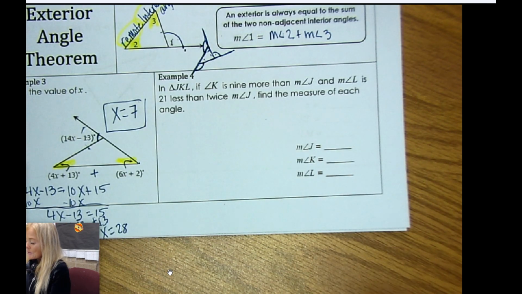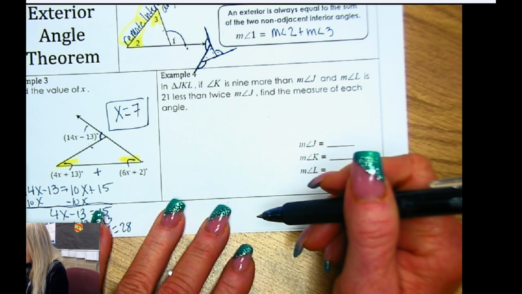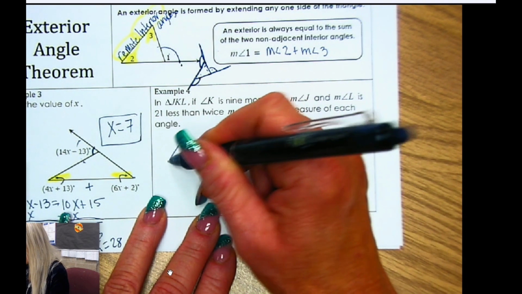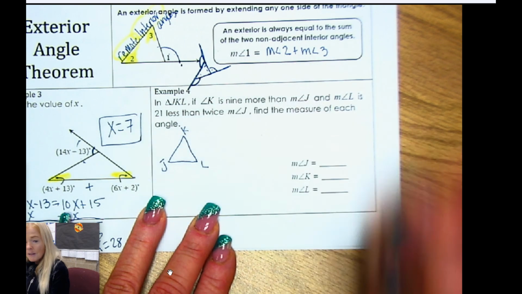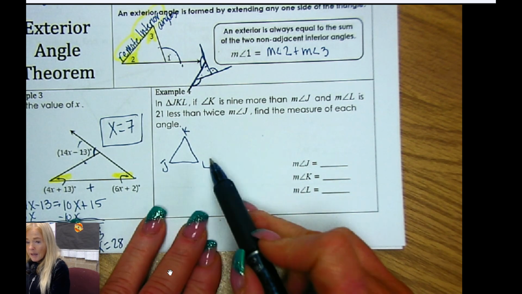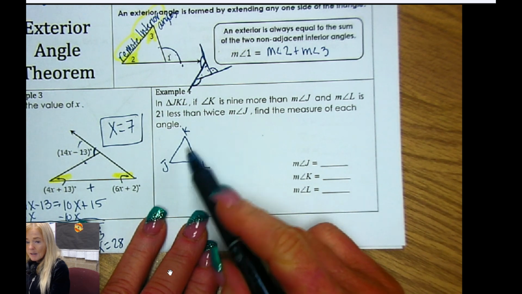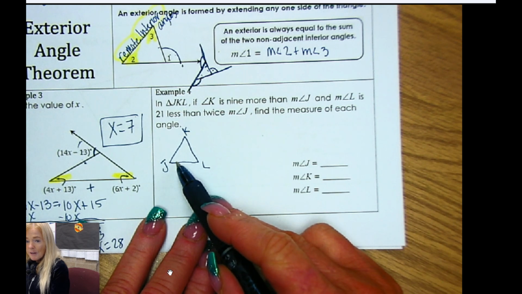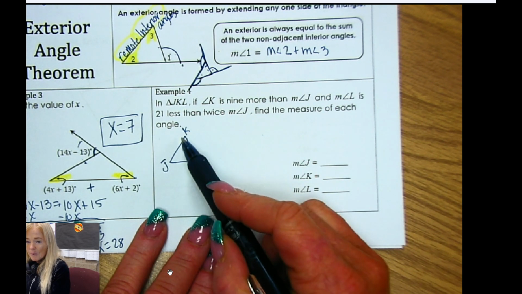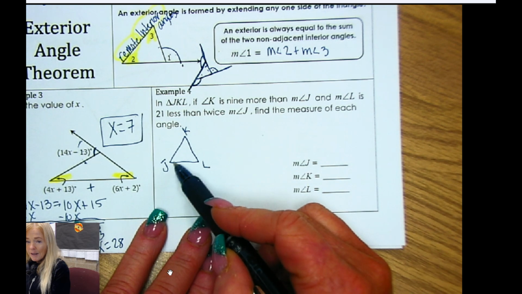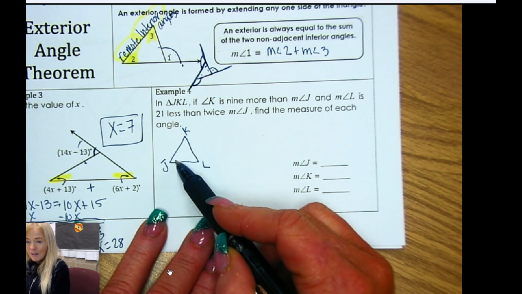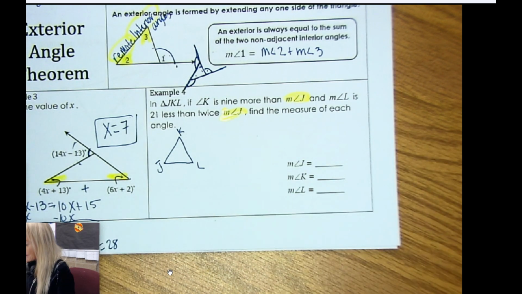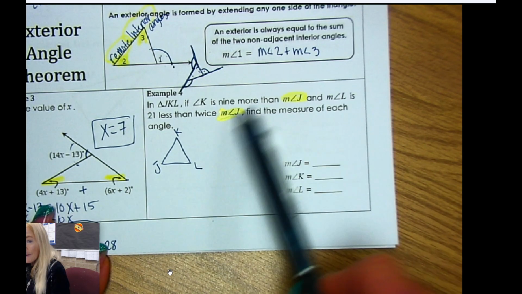All right, this next one is a little tricky. Now we have the scenario that we have to actually write up ourselves. So we have a triangle, and it's JKL. So I would write that first. Now K is 9 more than J, and L is 21 less than twice J. So find the measure of each angle. So you notice each time K is 9 more than J, L is 21 less than twice J. So both of them, both angles, K and L, are in terms of J.